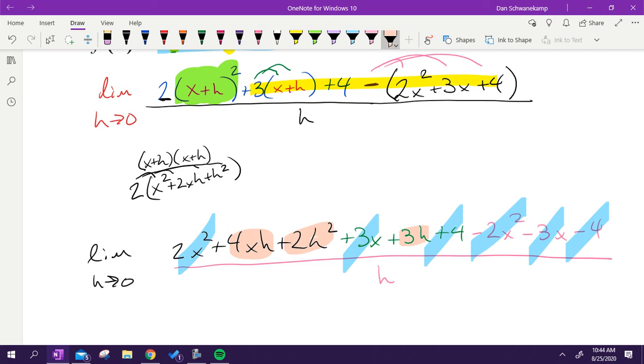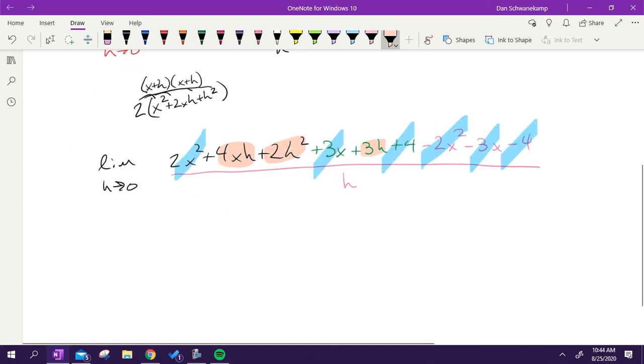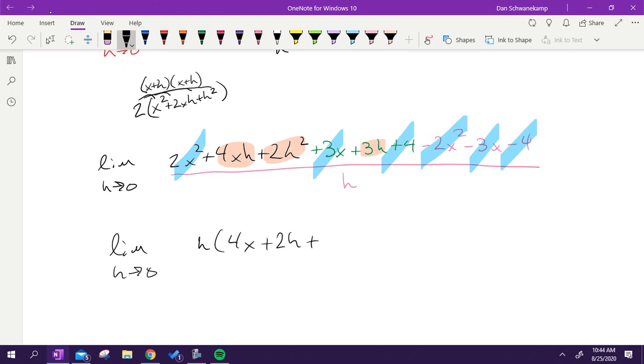They all have an h in them. So if they all have an h, we can factor an h out. So the limit as h approaches 0, I'm taking an h out. You got to factor it out of all of them. Once I factor that out, cancel. I got an h on top, h on bottom. I canceled out the h's.